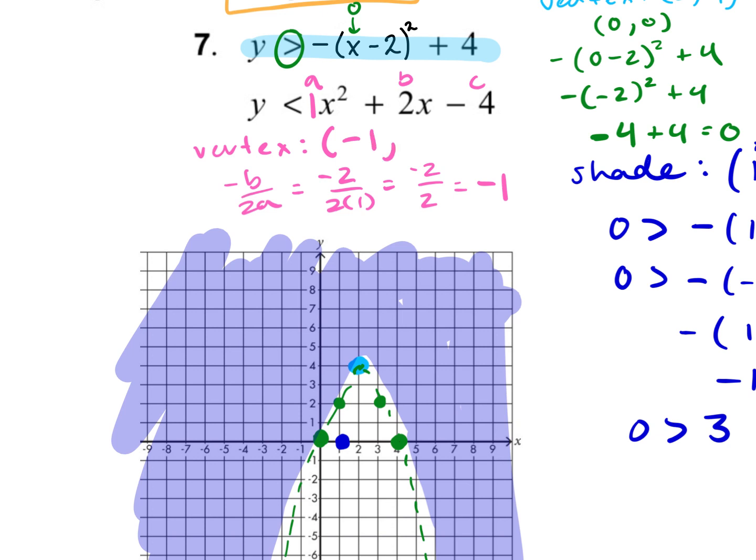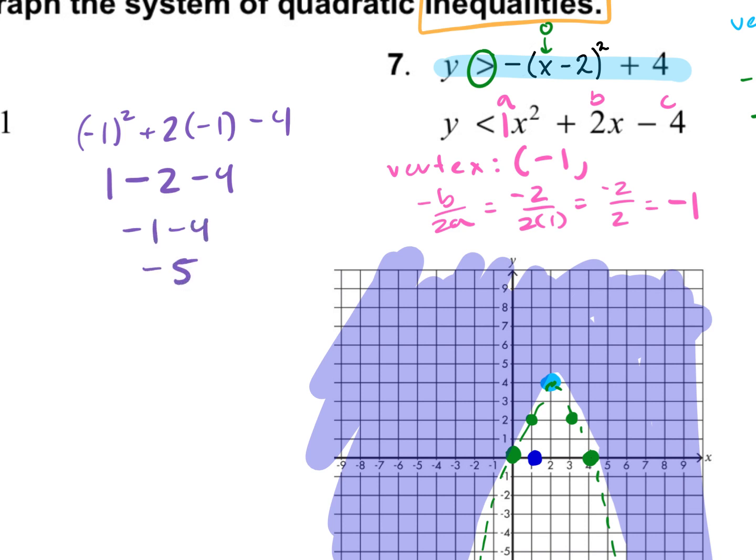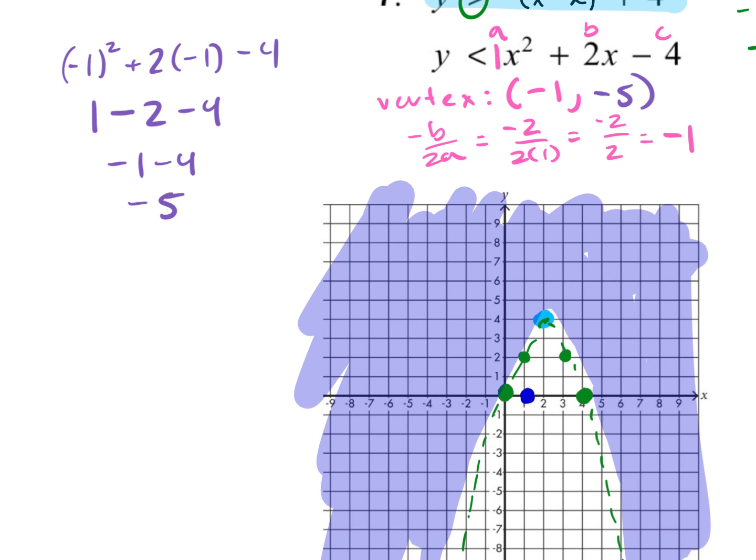How do I find the second? Plug it in. So I have negative 1 squared plus 2 times negative 1 minus 4. Negative 1 squared turns into positive 1, minus 2, minus 4. So negative 1 minus 4, which is negative 5. So the second number in my vertex is negative 5. So I'm going to go to the left to negative 1 and down to negative 5.